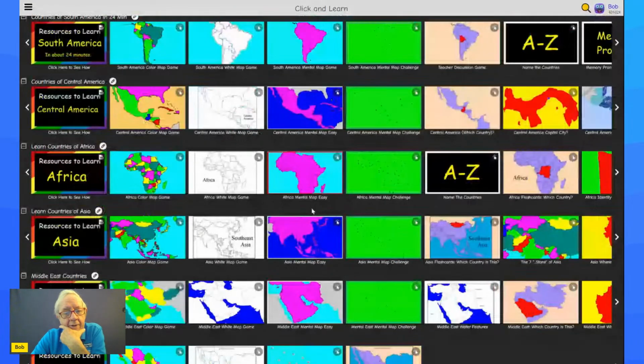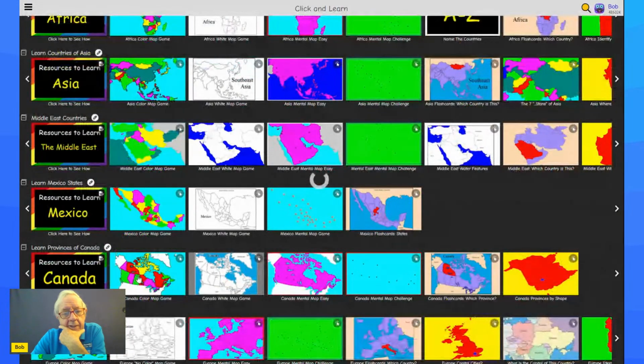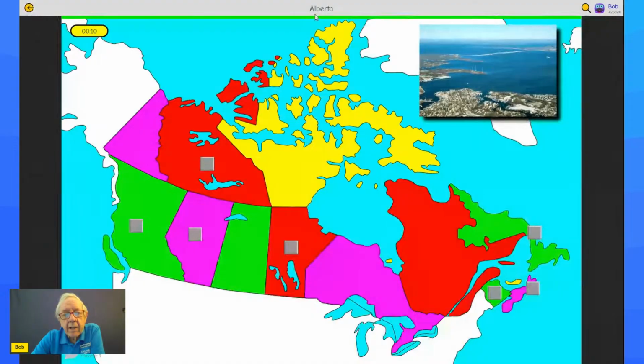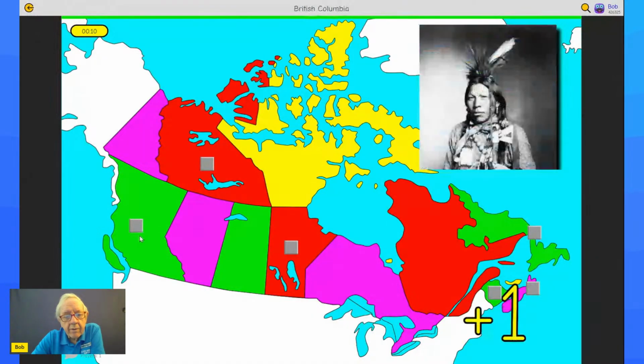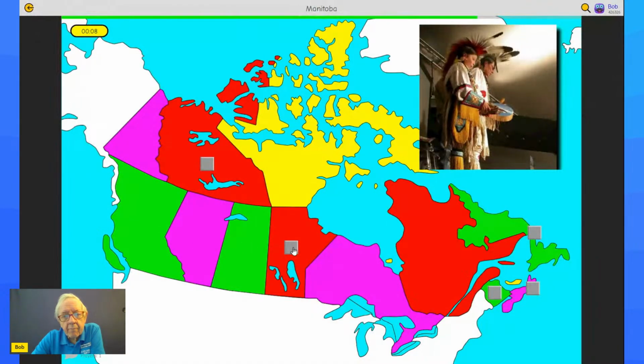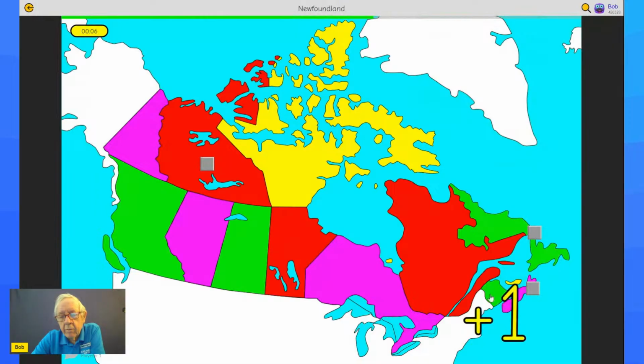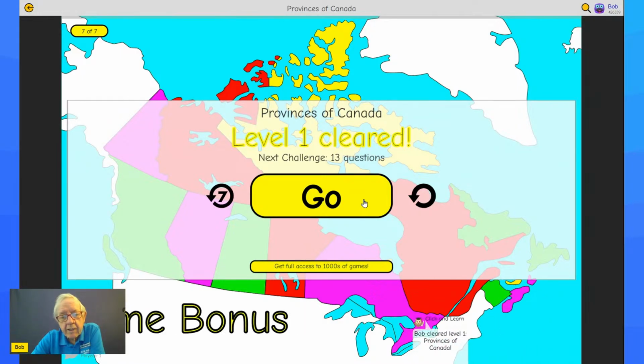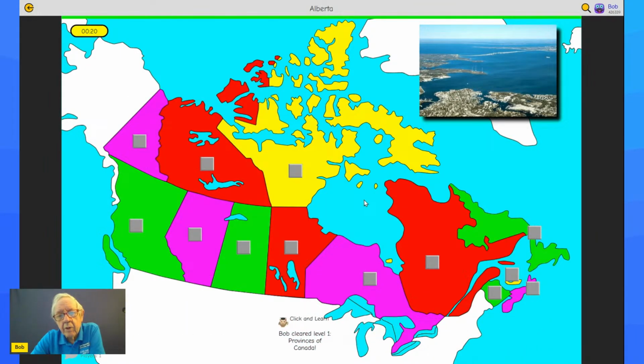Let's go down here to pick a game about, let's do Canada. I click on Canada. Let's do single player. And I click the go button. It asks for Alberta, British Columbia, Manitoba, New Brunswick, Newfoundland, Northwest Territories, Nova Scotia. Okay. And then we go to 13. In this case, there are only 13, so we have all of them on the screen.